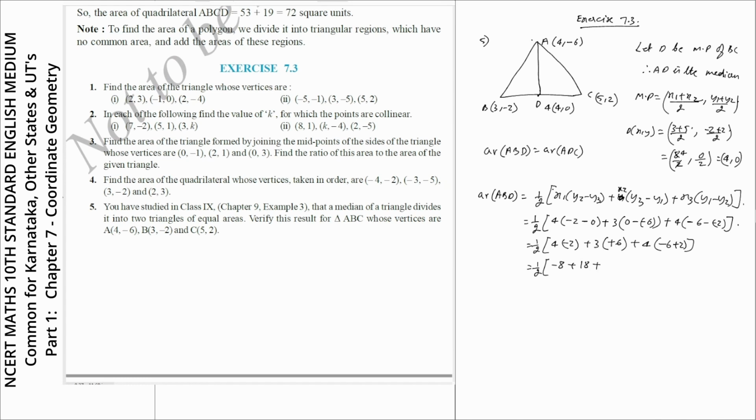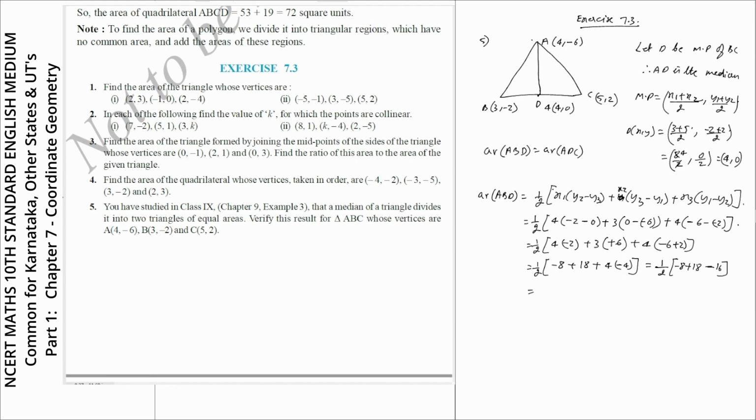So here 4 into minus 6 plus 2 is minus 4. So one more step of simplification I am writing, 1 by 2 into minus 8 plus 18. So here 4 4s are 16, minus 16 I'll get.